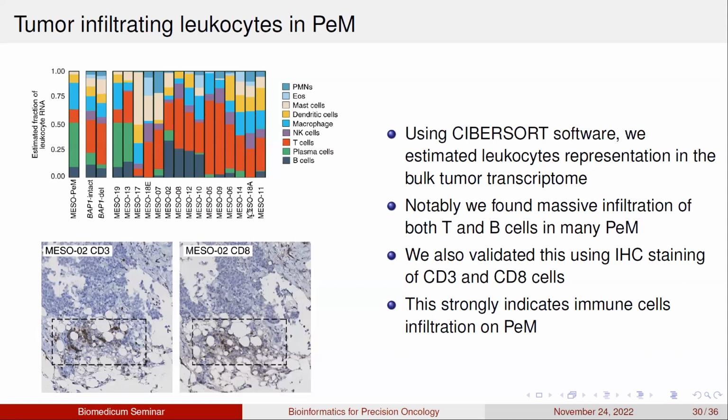And we even validated this using IHC staining of the CD3 and CD8 markers, which are the markers for T cell infiltration. So we could see staining for this T cell infiltration within this tumor. So this strongly indicates that there is immune cell infiltration in these peritoneal mesothelioma cases.